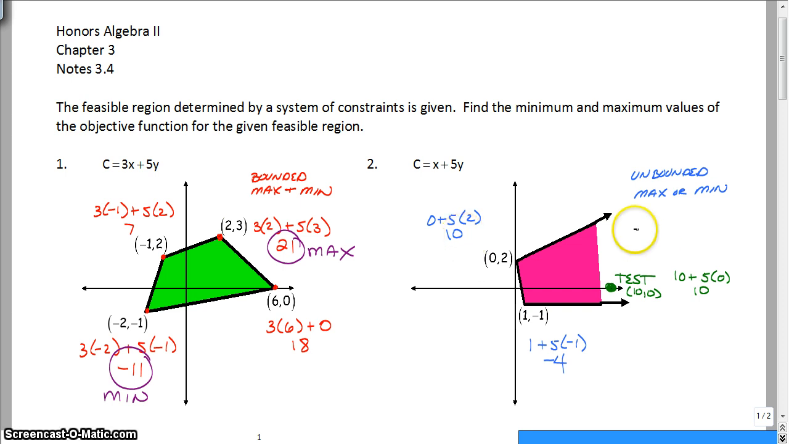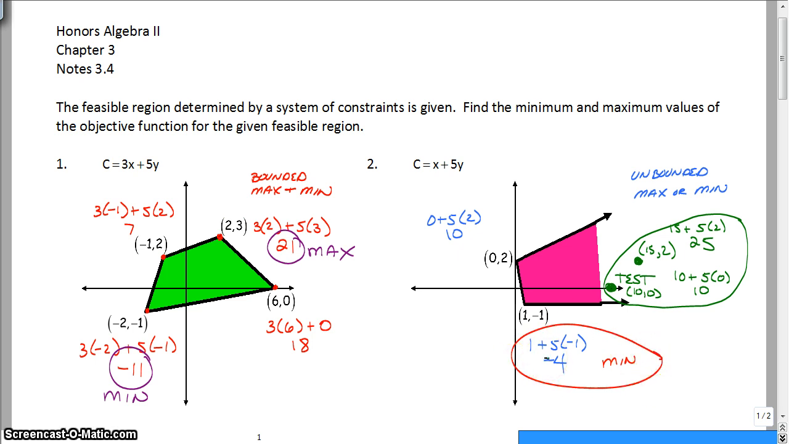Let's try another one. Let's try maybe 15, 2. We can see that's going to be in there. So let's try 15, 2. That's going to be 15 plus 5 times 2, which is 25. Notice how our test points are not getting any smaller. And if we were to continue coming out this way, it would just get bigger and bigger and bigger. That means there's going to be no maximum, which means we have a minimum of negative 4.